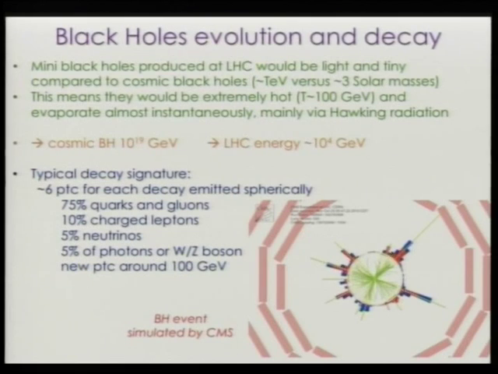So if we ever produce any black hole, they are not sucking matter, but they evaporate, forming something like this. You see, this is a simulated event by CMS. They will produce this spherical event, producing 75% of quarks and gluons, some charged leptons, neutrinos, some photons. So we know in which way they will show up, but at the moment there is no evidence for this.